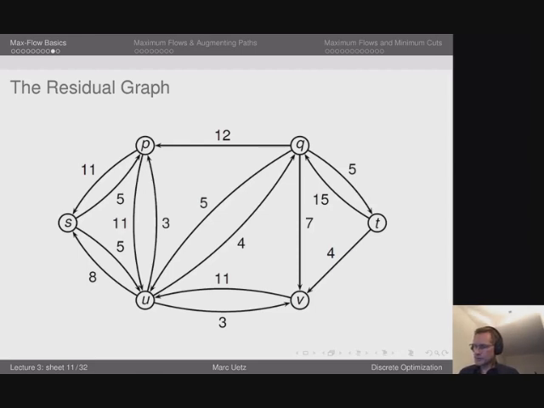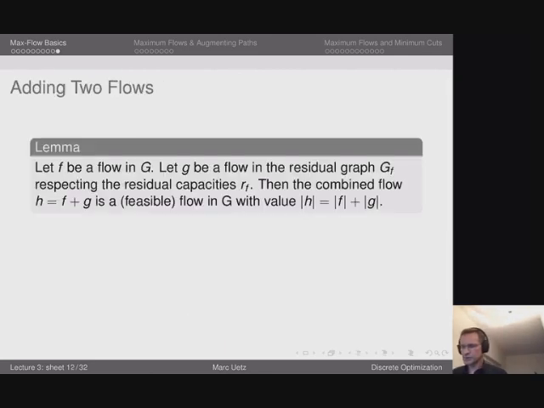Okay, so with the intention to figure out what the remaining capacity in the network still is, and with the intention to figure out if we can potentially send additional flow from S to T. And the next lemma exactly formalizes this idea. It works as follows. If F is a flow in the network G, I consider a flow G, which is a feasible flow in the residual graph. So it respects the residual capacities.